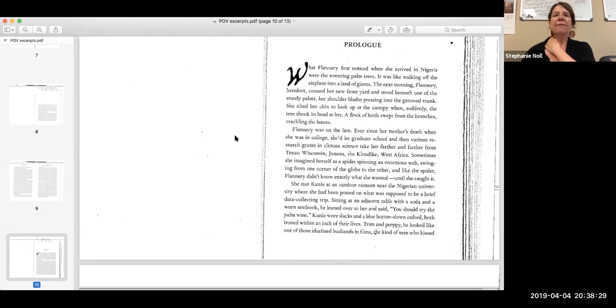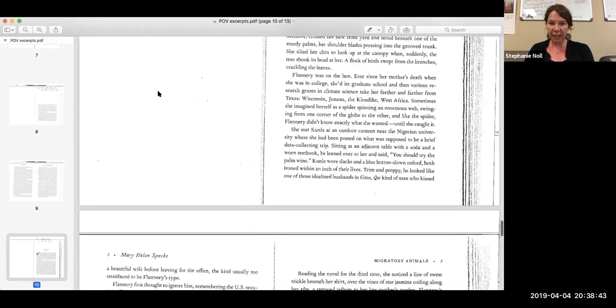I think that first line, because it's Flannery, you're getting the sense that she says it was like walking off the airplane into a land of giants. She's an outsider. We know this immediately, like she's an outsider in Nigeria.